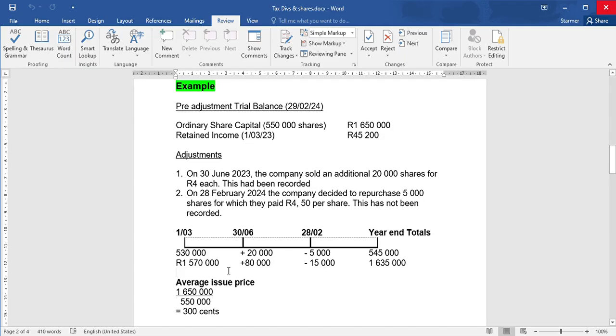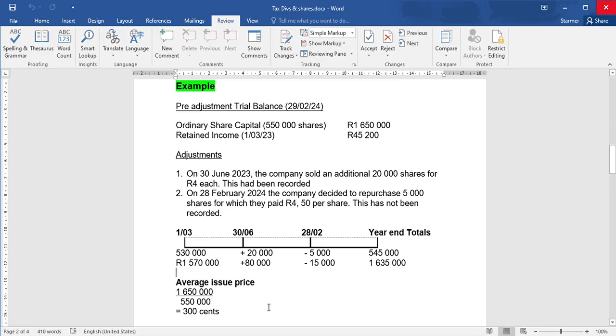Right, the second adjustment. On the 20th of February, the company decided to repurchase 5,000 shares, for which they paid 4.50 per share, and this has not been recorded. Right, I remind you, the first thing we do when we are repurchasing shares is to work out our average issue price. So you're going to take the 1,650,000 that you had before the repurchase for 550,000, gives you 300 cents, or in other words 3 Rand.